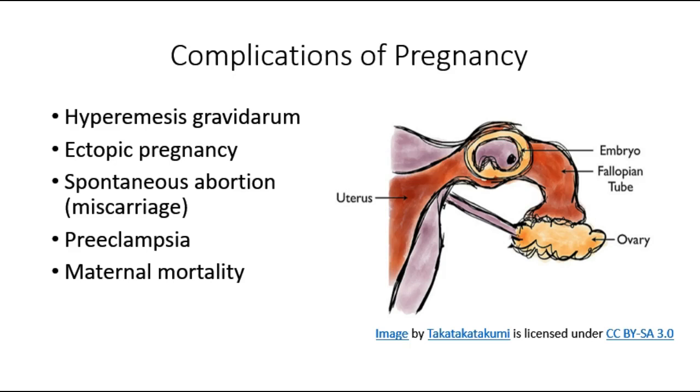Preeclampsia is also the leading cause of fetal complications, so often they try and help keep the blood pressure lower. And if they can't control the blood pressure, the only way to treat preeclampsia is to deliver the baby. And then the worst outcome, obviously, of pregnancy would be maternal mortality, or the mother dying. Approximately 1,000 women around the world die each day, and the rates are higher in sub-Saharan Africa and South Asia, but thankfully there's been a decrease in rates worldwide.